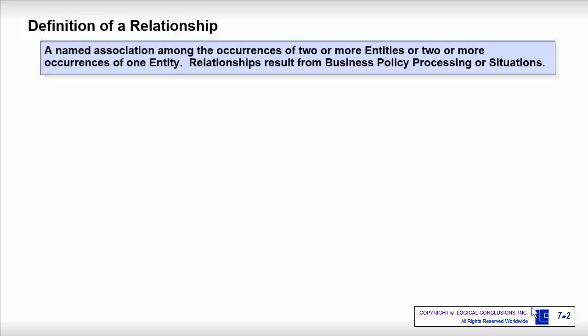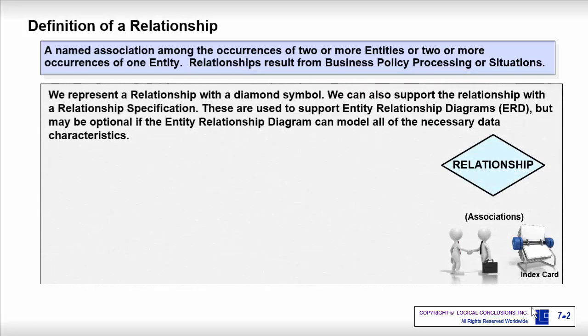The main point I want to make here is regarding that last sentence. It's the business policy processing that determines the relationships we want to capture on our model. We represent a relationship with a diamond symbol. We can also support the relationship with the relationship specification.